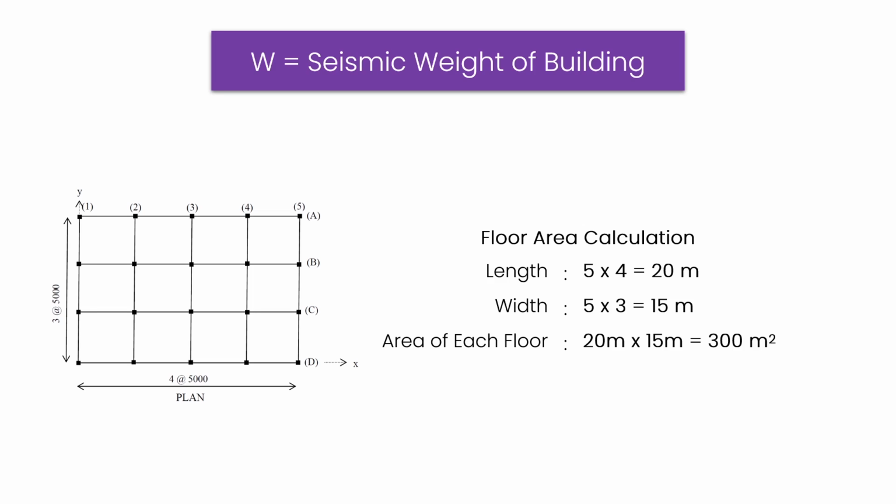So each floor is exactly the same, and the floor area as per the plan can be calculated very easily. So we have a length of 4 spans of 5 meters each, which is 20 meters. And we have a width of 3 spans of 5 meters each, which is 15 meters. So the area would be 20 meters into 15, that is 300 meters square.